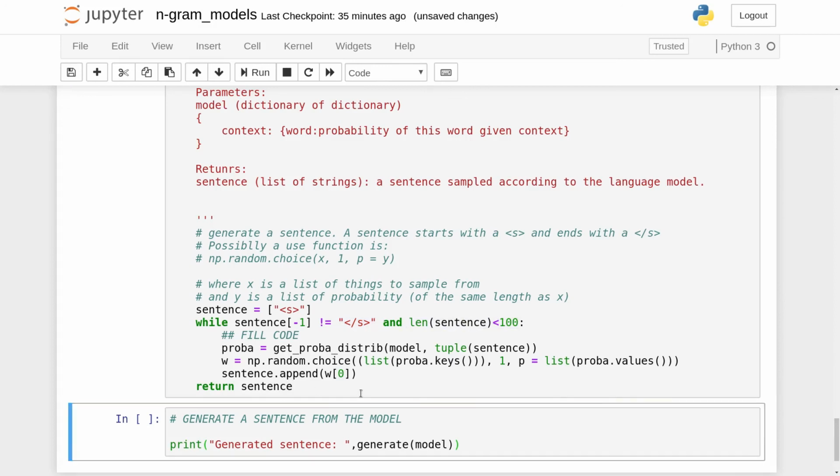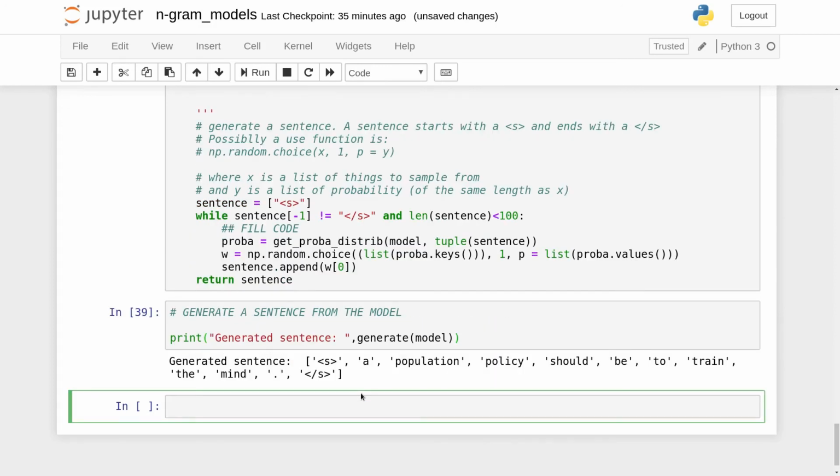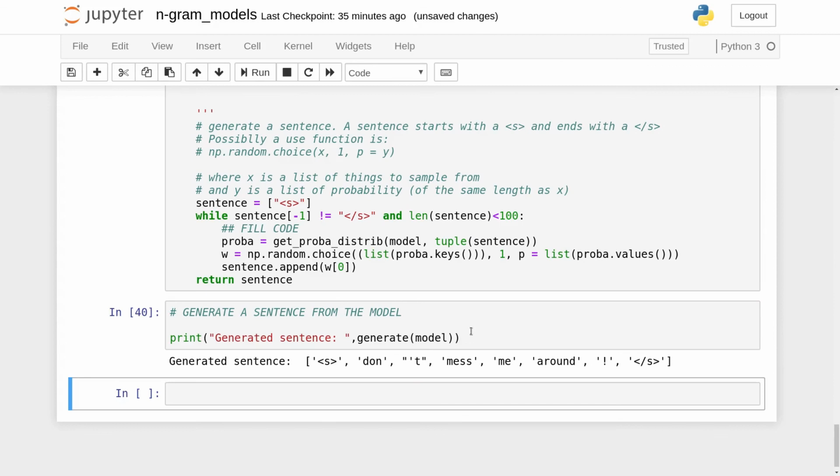Okay, let's see. So this is the first sentence that's generated. "A population policy should be to train the mind." Okay, so it's not a very good one. Let's try again. "Don't mess me around." Makes sense. "I am helping you." It's a perfectly good sentence.